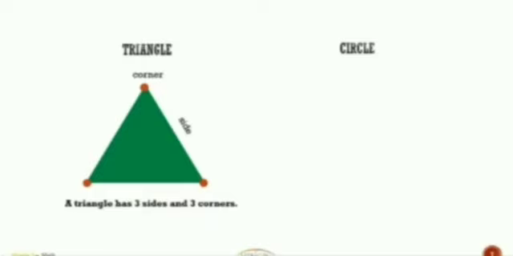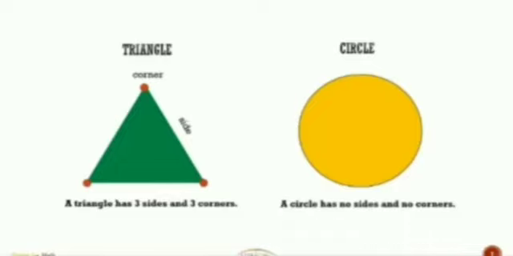Now triangle. A triangle has 3 sides and 3 corners. Now come to circle. A circle is like the shape of your watch, has no sides, no corners.